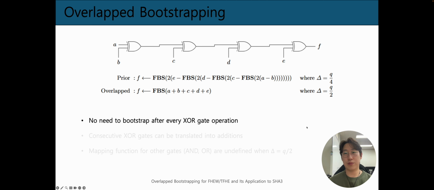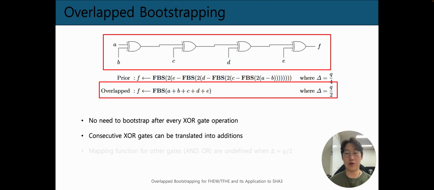In the case of operating consecutive XOR gates, there is no need to bootstrap after each gate. We can simply convert this process to a series of additions. And this is because the failure probability is already reduced beyond necessary. And this figure illustrates how our proposed method is applied.